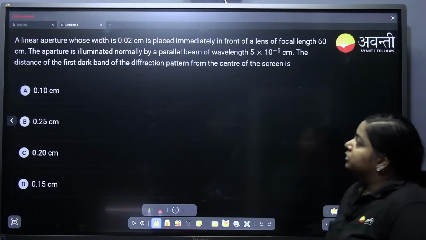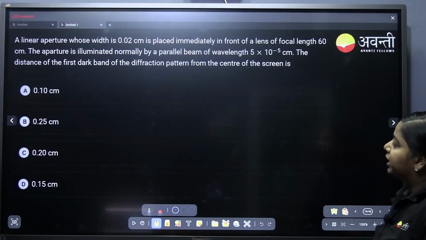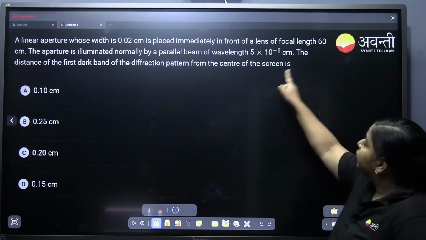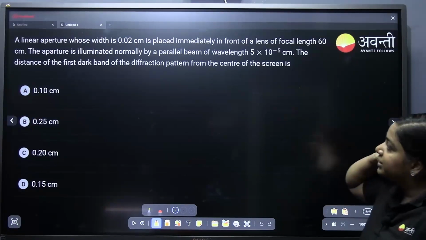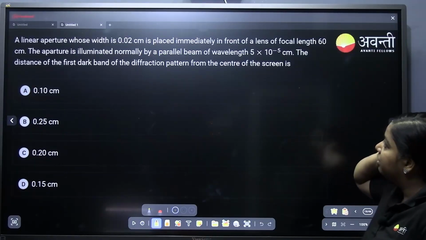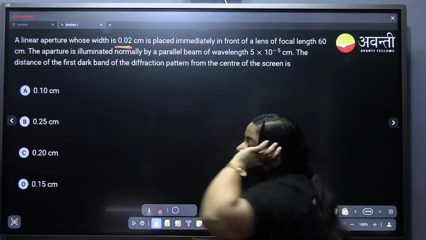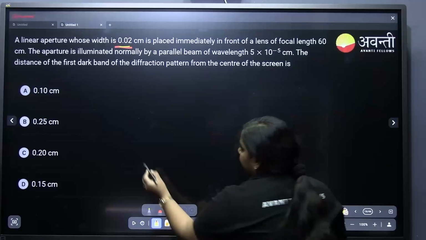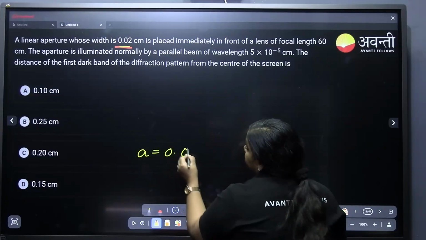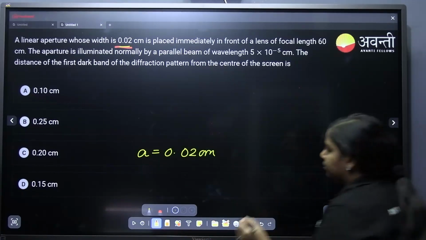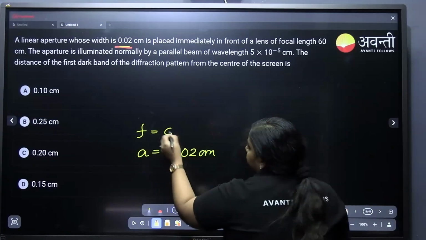A linear aperture whose width is 0.02 centimeter is placed immediately in front of a lens of focal length 60 centimeter. The aperture is illuminated by a normally incident parallel beam of wavelength 5 into 10 to the power minus 5 centimeter. The distance of the first dark band of the diffraction pattern from the center of the screen is. So the linear aperture whose width, this is what, a equal to 0.02 centimeter, in front of a lens of focal length 60 centimeter. Focal length of lens equal to 60 centimeter.